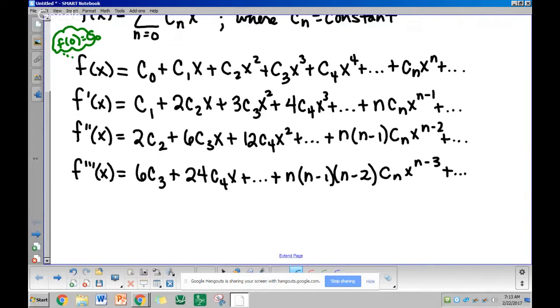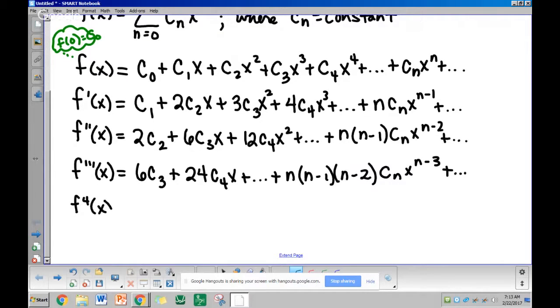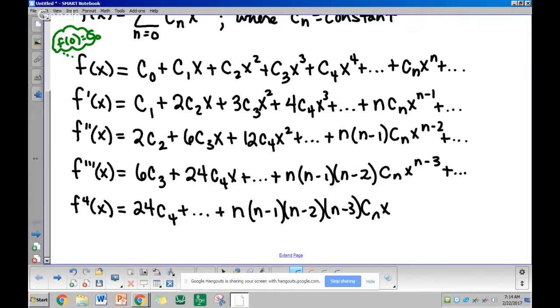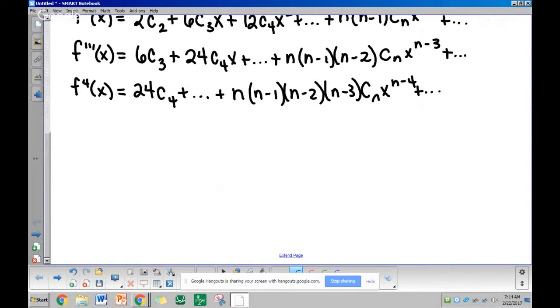Fourth derivative is equal to 24 c sub 4 plus dot dot dot plus. Now let's take the derivative of our nth term. That would be n times n minus 1 times n minus 2 times n minus 3 times c sub n x to the n minus 4 plus stuff. Now, I'm hoping that this is starting to look a little bit familiar here. This looks like the beginnings of a factorial.